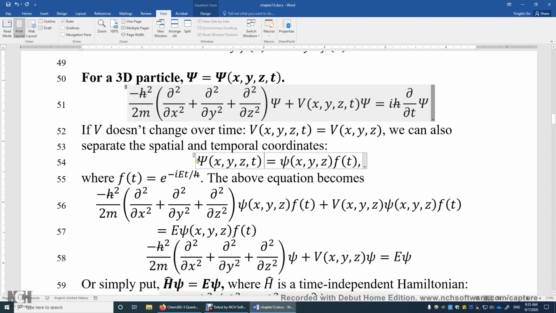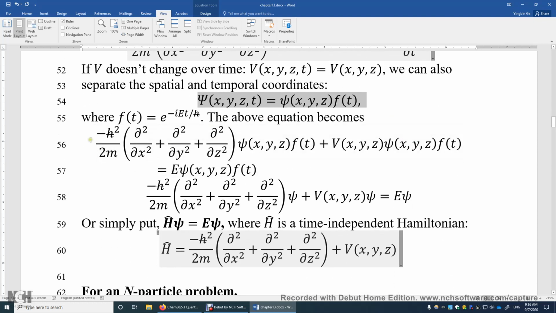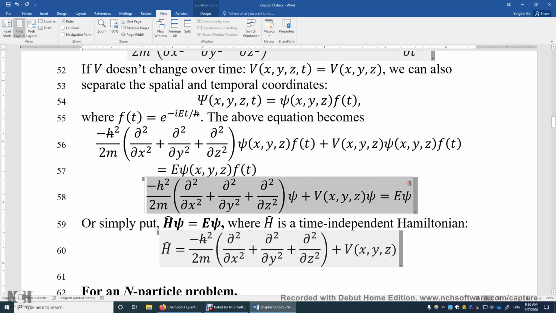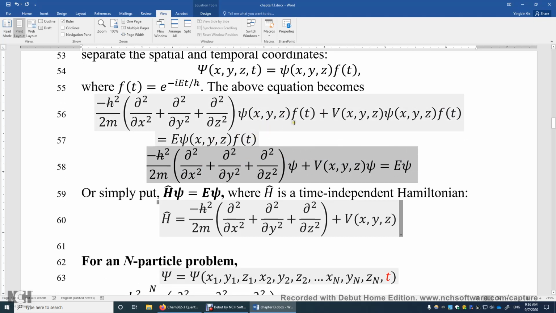And then we put this into the Schrodinger equation. We get this equation here that includes f(t) in every single term. So we cancel all those f(t). We get the time-independent Schrodinger equation for a 3-dimensional particle.